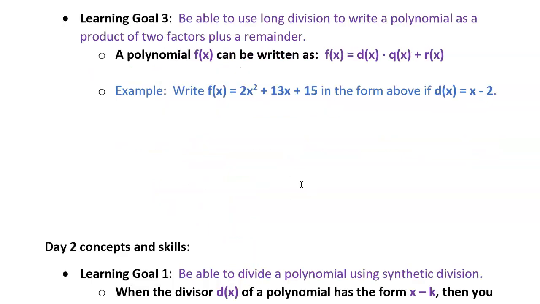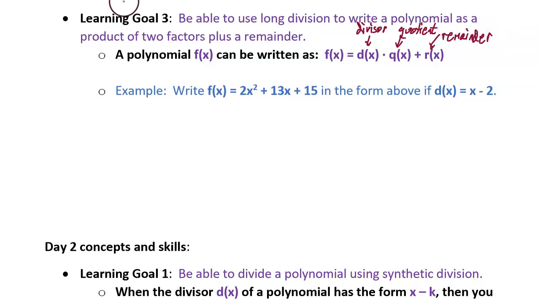The third learning goal from yesterday's lesson was to be able to use long division to write a polynomial as a product of two factors plus a remainder. Here's the key concept written in algebra language. A polynomial can be written as d of x times q of x plus r of x. This is the divisor. This one right here is the quotient. And this piece right here is the remainder. These algebra symbols are giving a pattern of the answer that we're looking for.